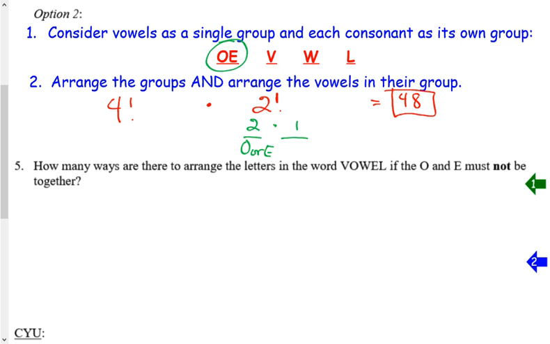Well, I have 4 spaces, essentially. So when I think of my 4 spaces, I'm choosing to put either an L or a W or a V or my vowel combination in each of those 4 spaces.